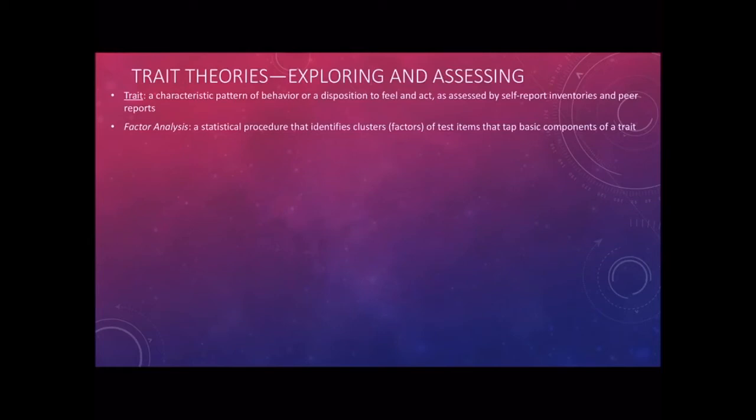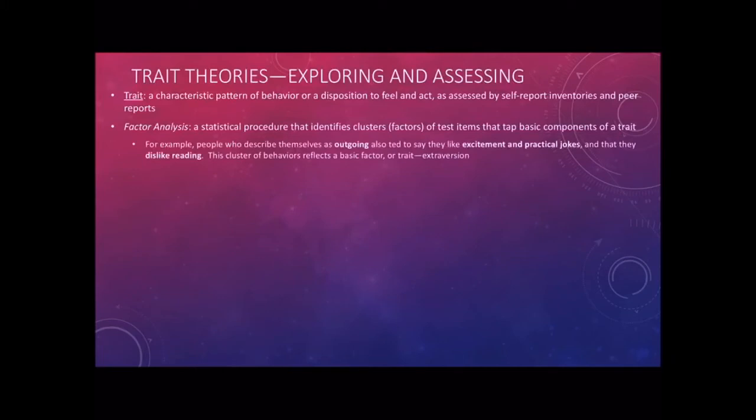So maybe being organized often pairs with being on time, right? Everyone who indicates that they're organized is also on time, and everyone who indicates that they're disorganized also indicates that they're not on time. When this happens frequently, over and over with people, that people have the same answer on different types of questions, those questions can often become a factor. They're communicating the same underlying item, conscientiousness or extroversion or what have you. For example, people who describe themselves as outgoing say they like excitement and practical jokes and that they dislike reading. So this is a cluster of behaviors that reflects a basic factor or trait, which is extroversion.